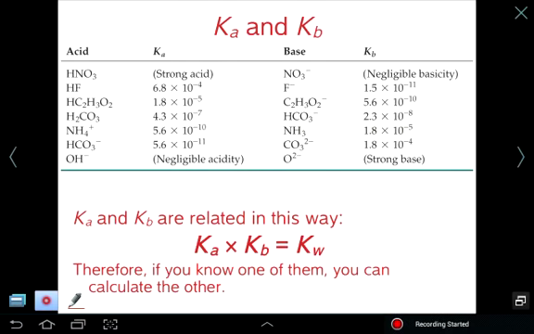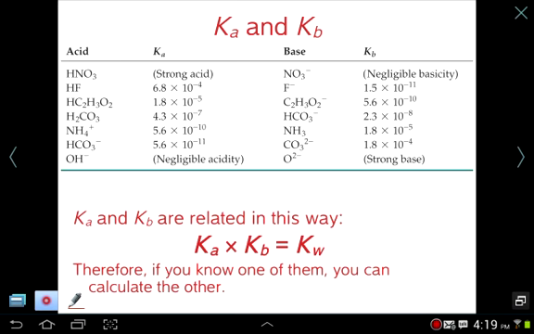Chapter 16, Lesson 5. In this chapter we've been talking about acids and bases, and especially acids and bases through the eyes of equilibrium. So we've given both the Ka, the equilibrium constant for the dissociation of an acid, and the Kb, the same thing for the base. And we said in general, weak acids are given Kas and weak bases are given Kbs, because weak acids and bases do not dissociate completely.